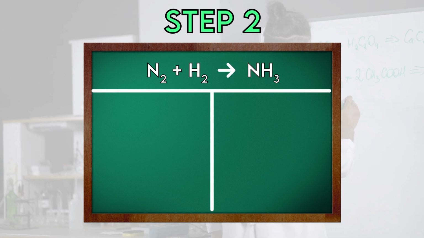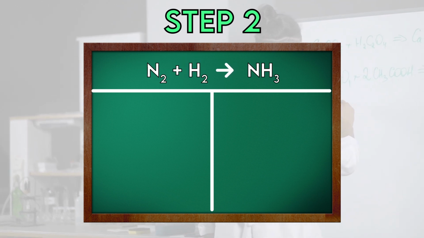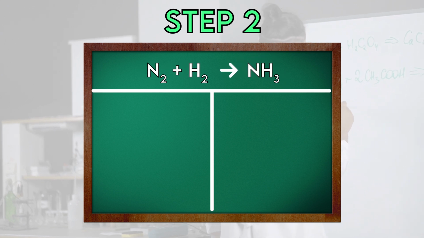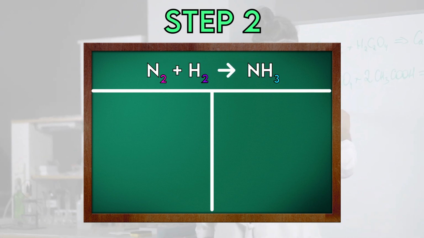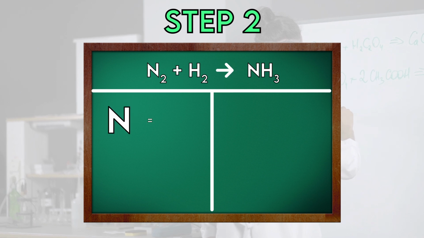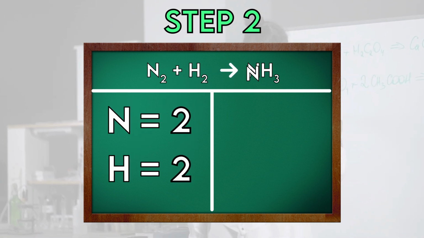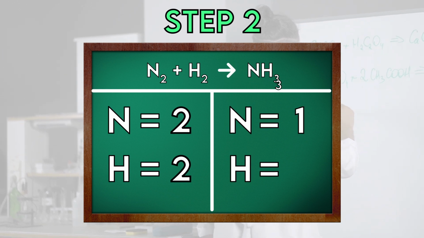So on the left hand side we have nitrogen and hydrogen, and on the right hand side we also have nitrogen and hydrogen. Next we need to calculate the number of atoms of each which are present. So on the left hand side of the equation we have 2 nitrogens and 2 hydrogens, and on the right hand side of the equation we have 1 nitrogen and 3 hydrogens.